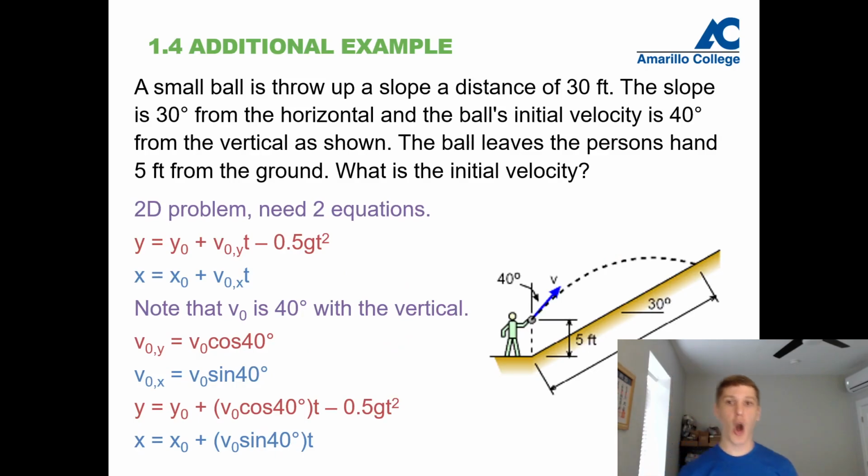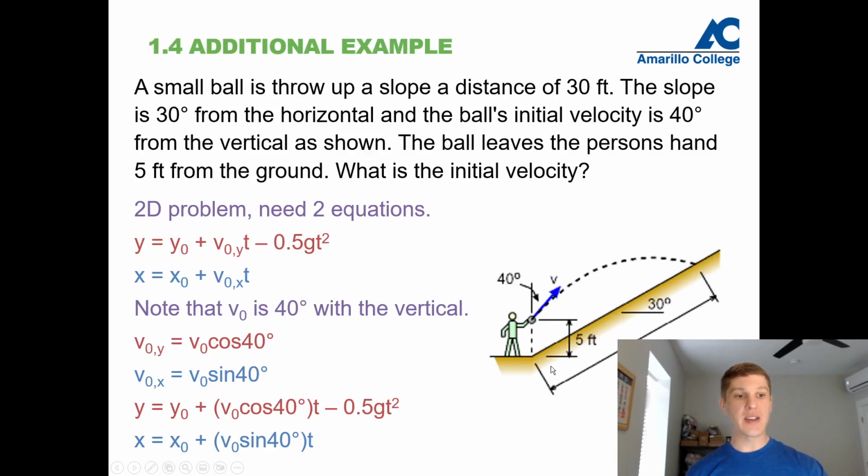Okay, let's do a little bit more complicated problem for 1.4. So once again, we're kind of back into 2D projectile motion. In this problem, a small ball is thrown up a slope a distance of 30 feet. Note that this 30 feet is a distance up the slope. It's not a horizontal distance, it's not a vertical distance. It's how far you would actually have to walk up the slope to pick this ball up.